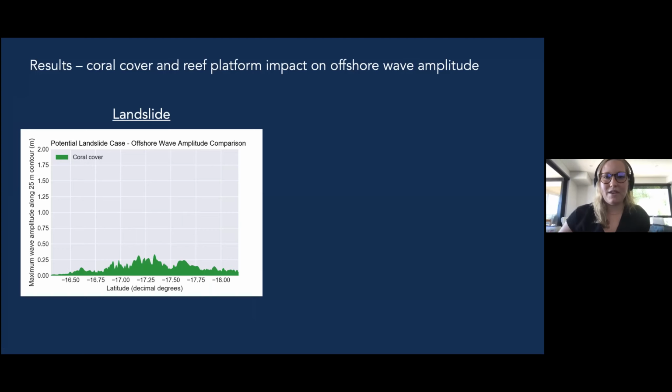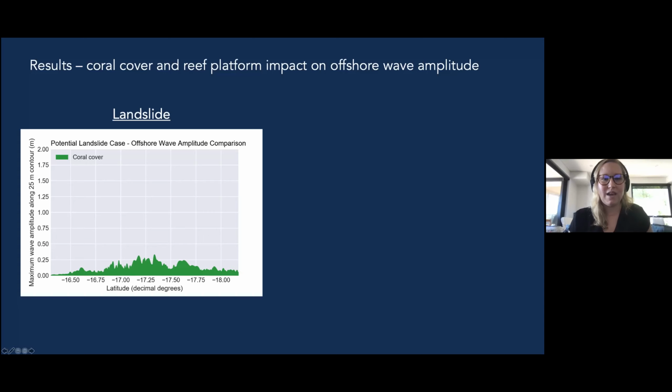And so now just looking at the maximum offshore wave amplitudes here, this is essentially just giving you a snapshot of how big the tsunami is after it passes over the Great Barrier Reef. Looking at the landslide case first, along the x-axis, we have decimal degrees latitude, so it's essentially running parallel to the shore. To the left is the northern part of the shoreline where Cairns is, and as you go to the right, you go further south. So hopefully that's clear.